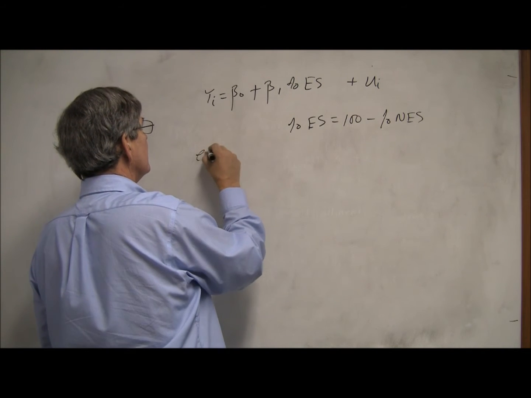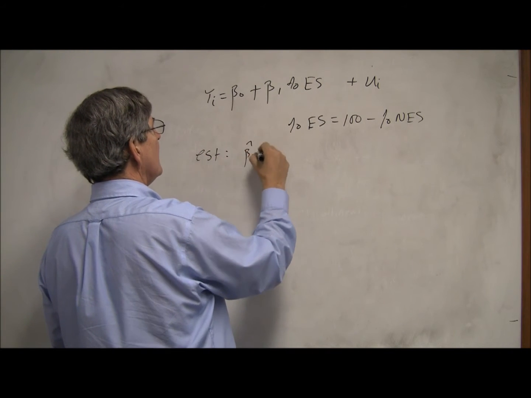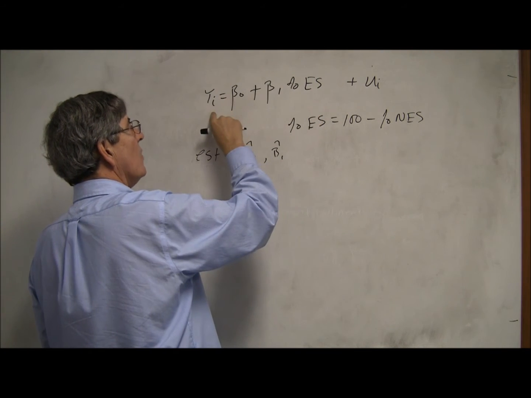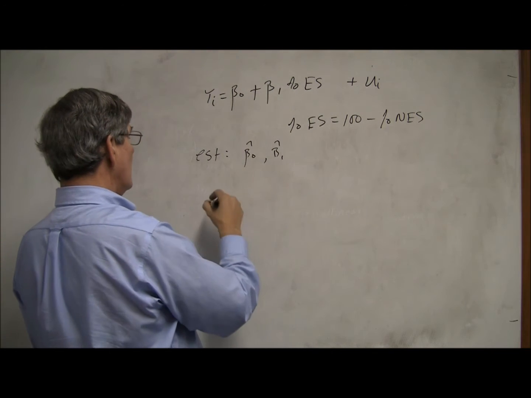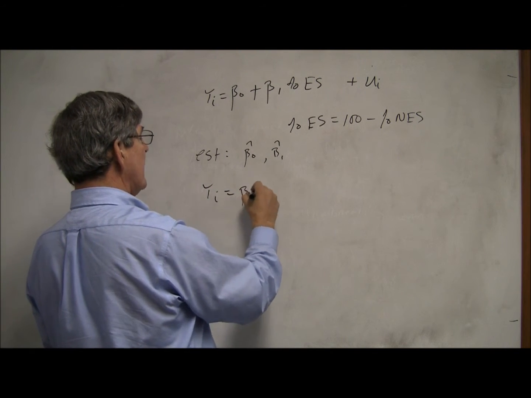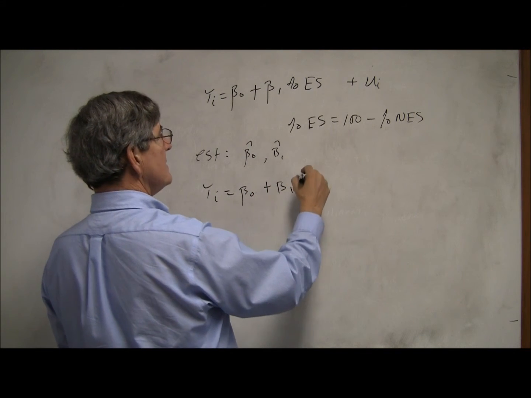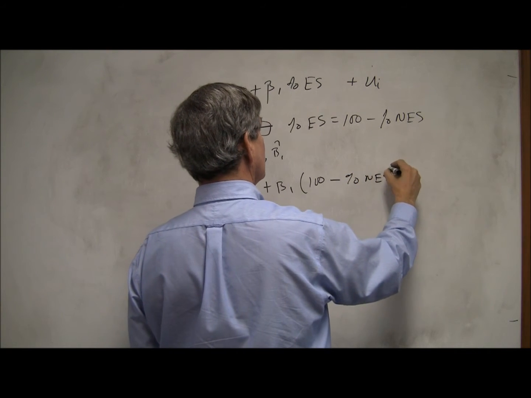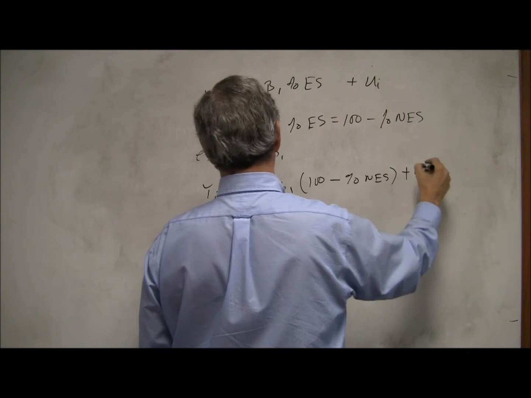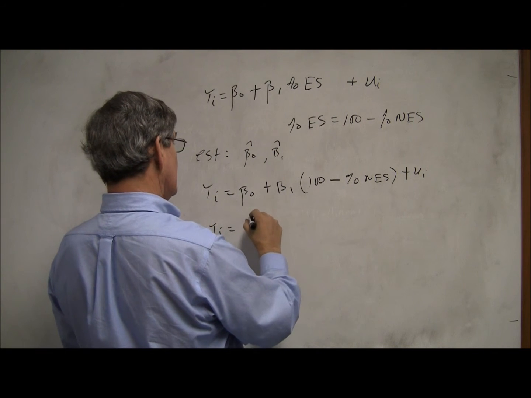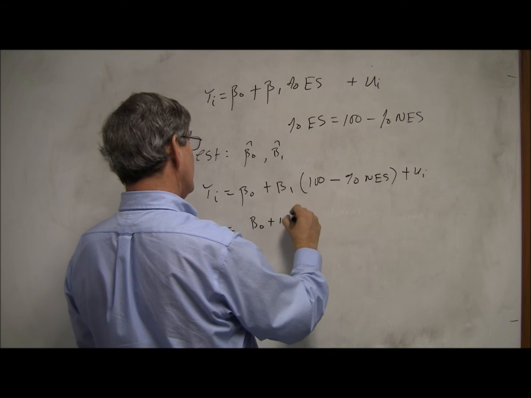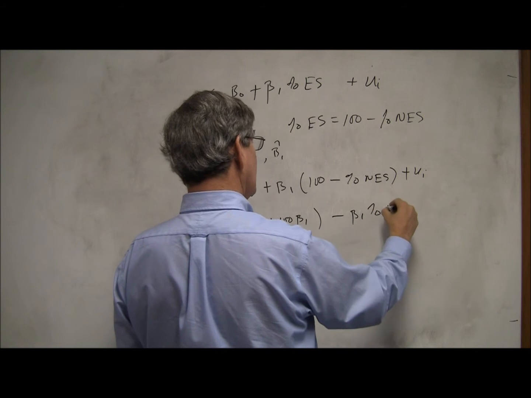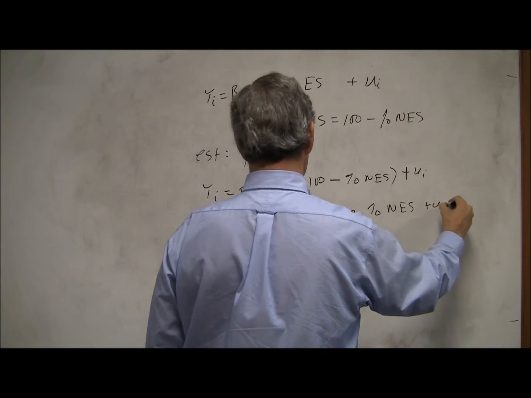Well, I could estimate and get beta naught hat and beta 1 hat. And beta 1 hat is the effect of a change in the percent English speaking on yi. But what if I want the other? Well, you can just sub in. yi is beta 0 plus beta 1 times (100 minus percent non-English speaking) plus ui. So this would be yi is beta naught plus 100 beta 1 minus beta 1 times the percent non-English speaking plus ui.